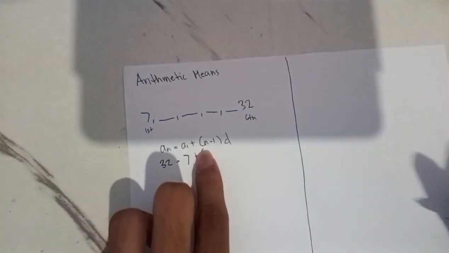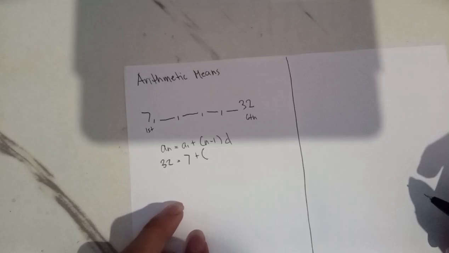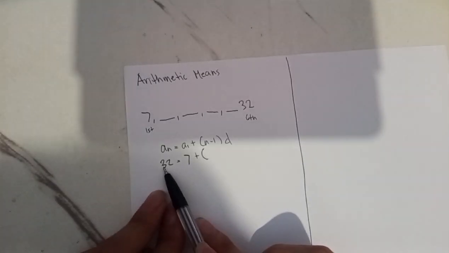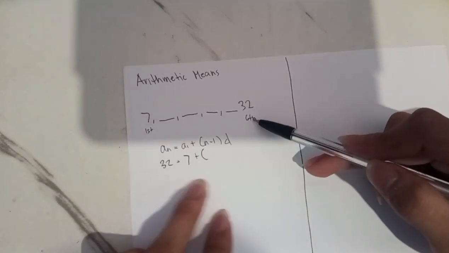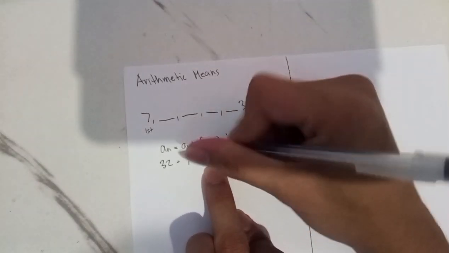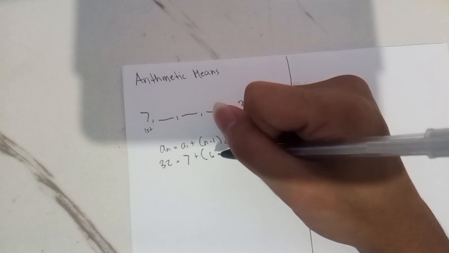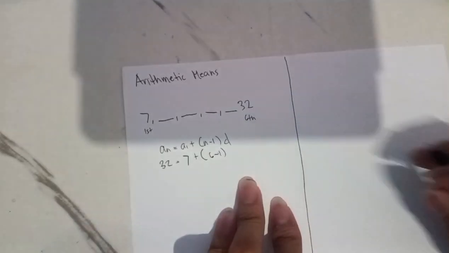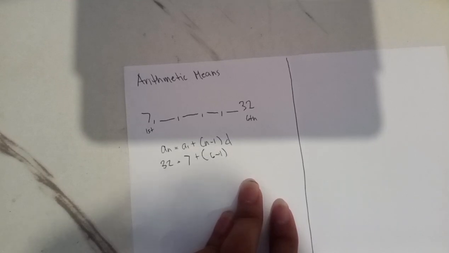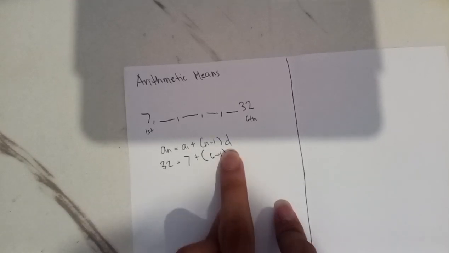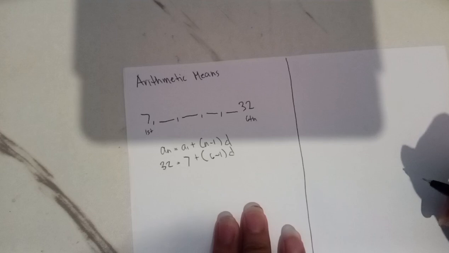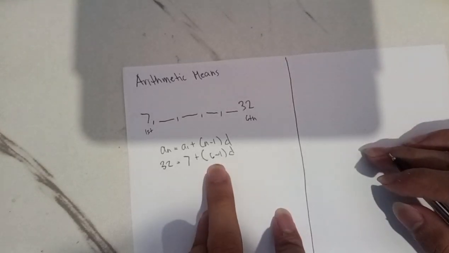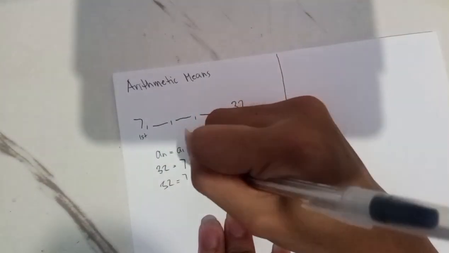plus n is also given. That corresponds to our last term, which is 32. And 32 sits on the 6th position. So, our n is 6, minus 1. Now, we need to find d. So bring down common difference. So let's solve this one first. 32 is equal to 7 plus 5d.